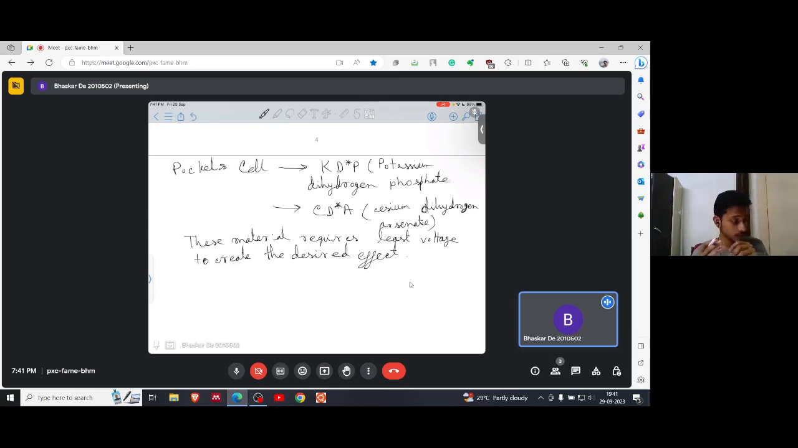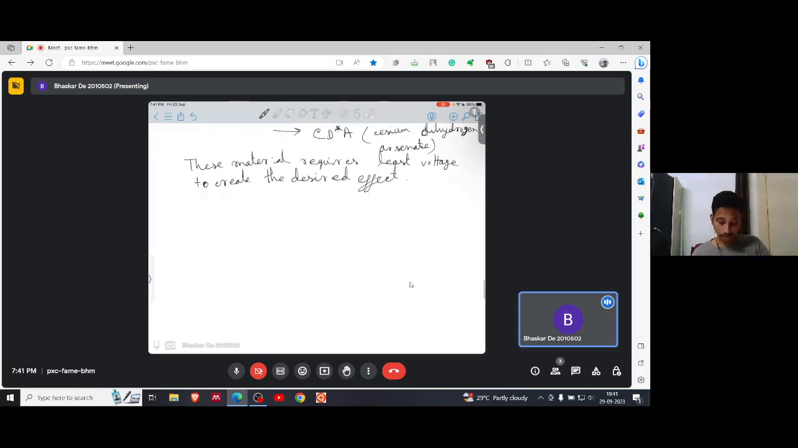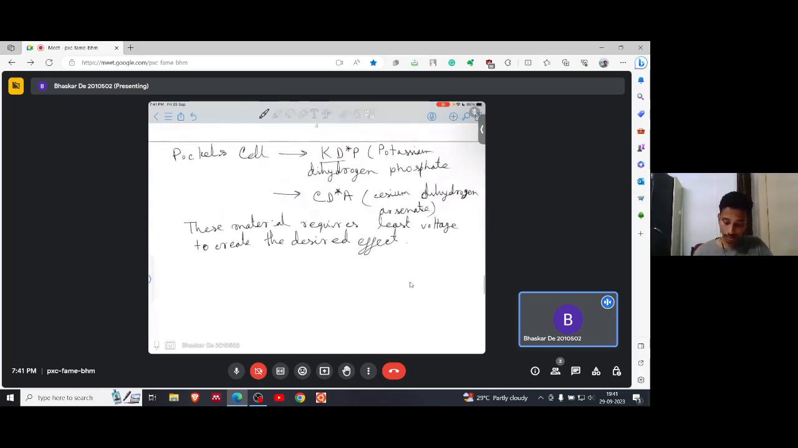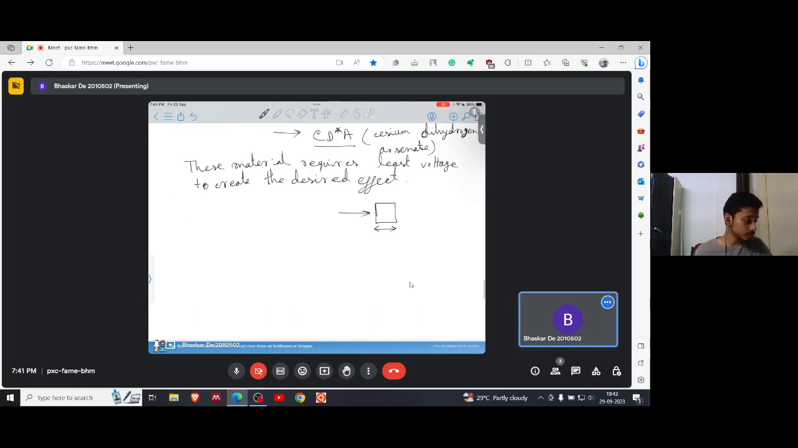So the field is basically applied in the direction of the optic axis of the crystal and in the direction of the optical beam. So this is the property of the Pockels cell, and these are the two materials that are used for the Pockels cell. So let's say this is the Pockels cell and it has an optic axis like this, then the electric field will be applied in this direction, and the change in the polarization will be proportional to the magnitude of the applied electric field.